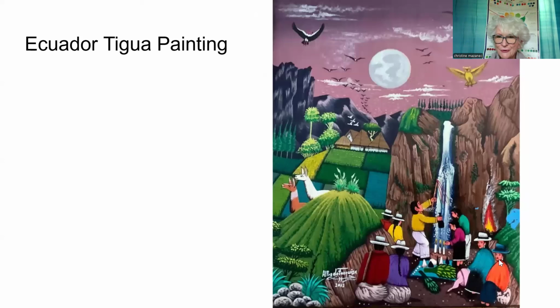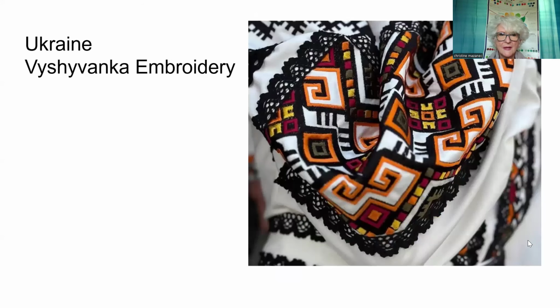We have the Ecuadorian Tigua paintings. Again, with the moon set here in the background, it takes your eye right back there and it looks larger than life. And then there's movement with the water and the animals that are going in one direction. Very interesting. And then we have the Ukrainian Vyshyvanka embroidery. Lovely use of color and geometric design and contrast.